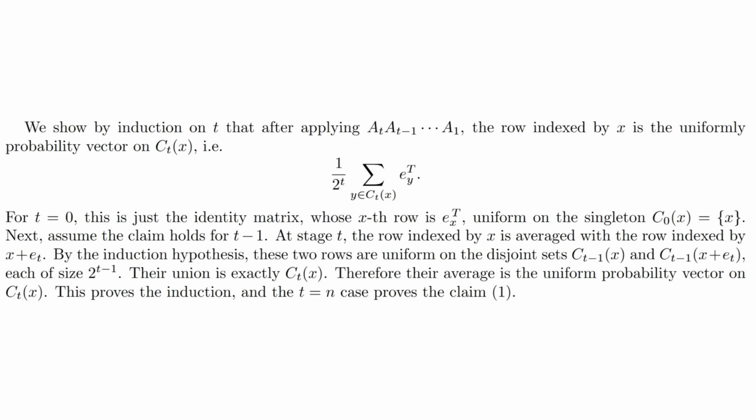Now an induction shows that after applying At times At minus 1 all the way down to A1 to the identity matrix, the row indexed by x is the uniform probability vector concentrated on the digits labeled by the elements of Ctx. That means it is equal to 1 over 2 to the t times the vector with 1 on the entries labeled by the coordinates y inside Ctx. The detail of this induction can be seen on the screen, and interested viewers can pause and read.